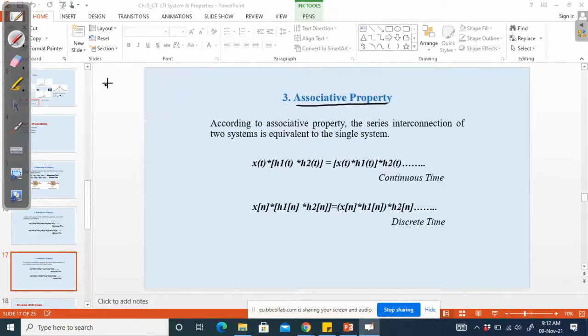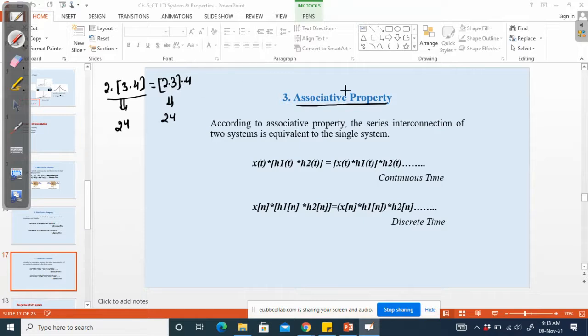I take another example. 2 multiply 3 multiply 4. Now it is better. Then what is the answer? 6 multiply 4, 24. If I do like this, 2 multiply 3 multiply 4, then what is the answer? 2 multiply 12, 24. So both the answers are same. In the first equation, 3 and 4 are associated, and here 2 and 3, these two numbers are associated.